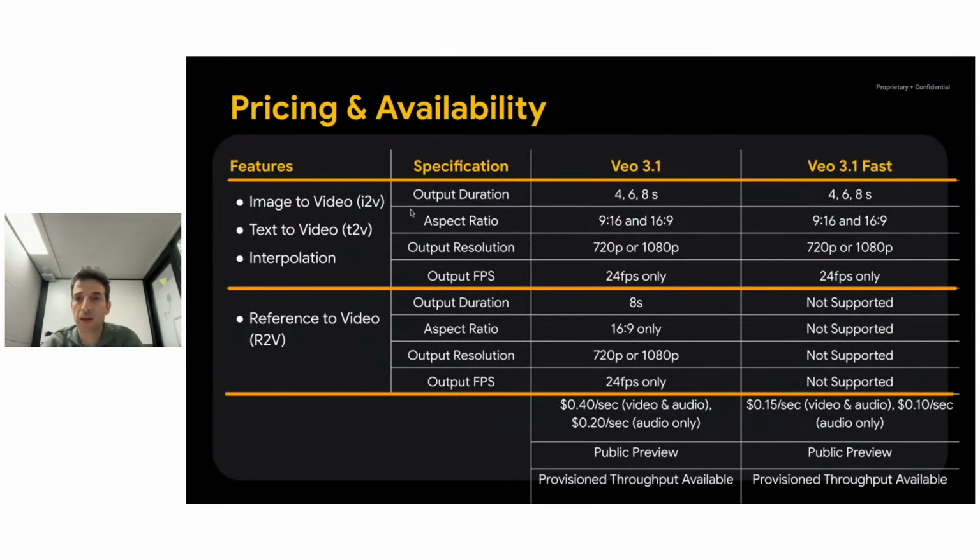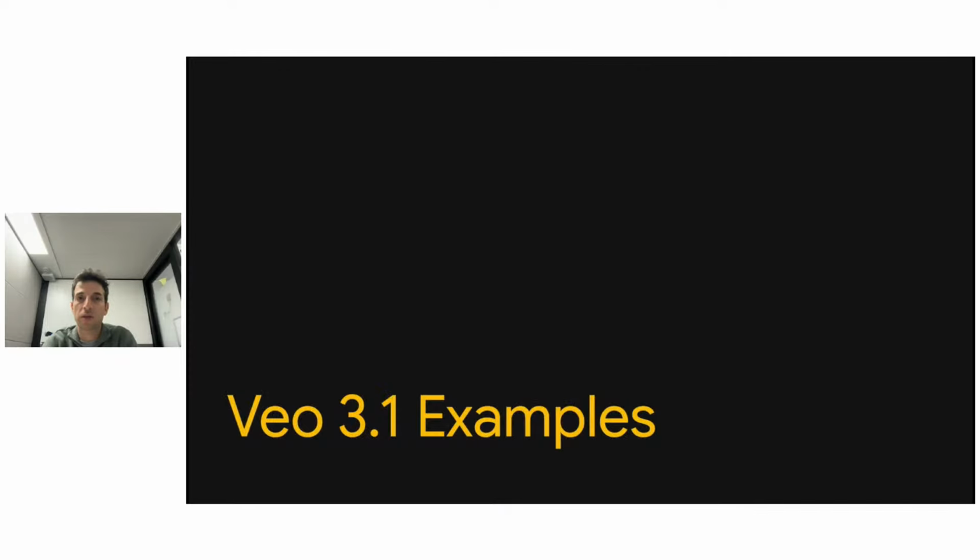In terms of pricing and availability, we have two models. We have Veo 3.1 Fast, which is fantastic for the vast majority of use cases, and Veo 3.1, let's call it full. This has more features. It's around 40 cents per second for video and audio, whereas Veo 3.1 Fast is 15 cents per second. Okay, so just to get a grasp of the differences.